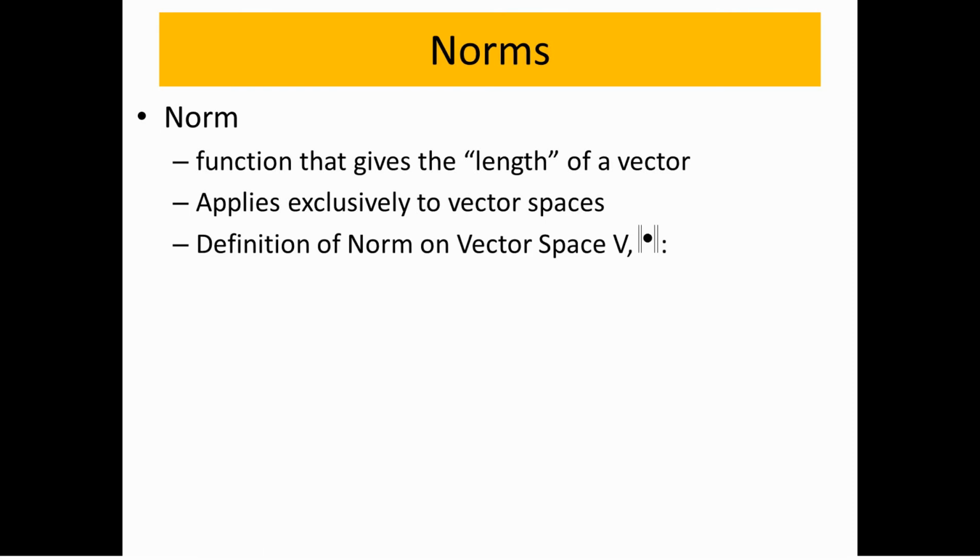And we can define it as follows. We're going to define a norm on a vector space V, and we're going to use this symbol of double bars on both sides, and then whatever we want to take the norm of will be that little dot there.